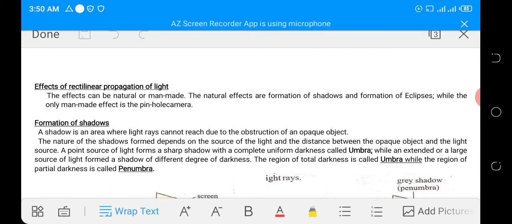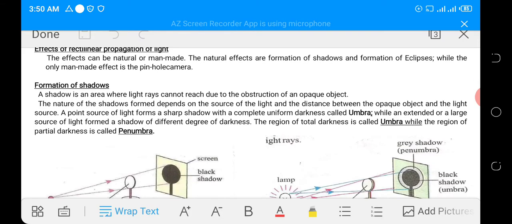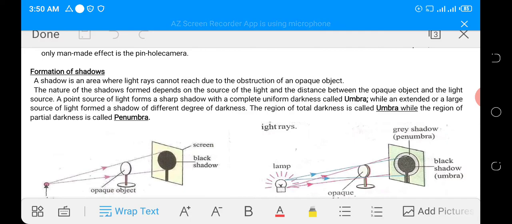Now let's look at the first effect of rectilinear propagation of light, formation of shadows. What is a shadow? A shadow is an area where light rays cannot reach due to the obstruction of an opaque object. Remember, an opaque object is an object that does not allow any light to pass through it. So if an opaque object is placed along the path traveling by light rays, the opaque object will now block the rays of light from passing or getting across to the other side. Then the shadow of that opaque object will now be cast if a screen is placed at the other side. So a shadow is an area where light rays cannot reach due to the obstruction of an opaque object.